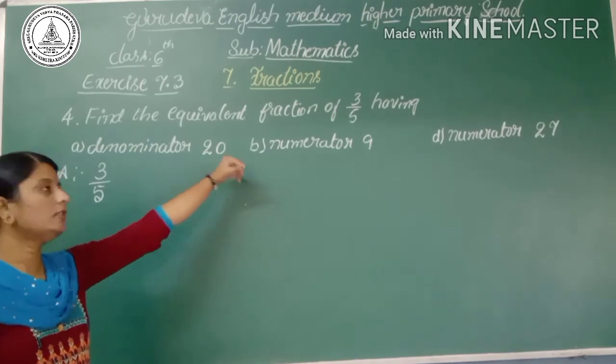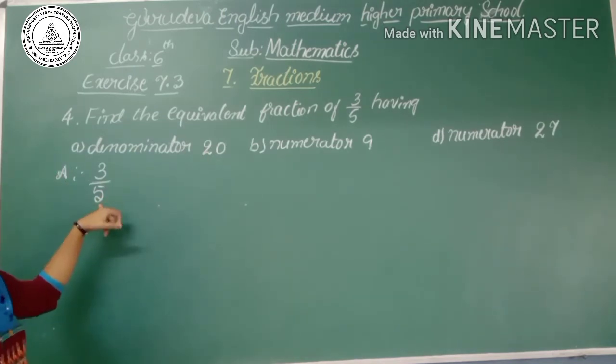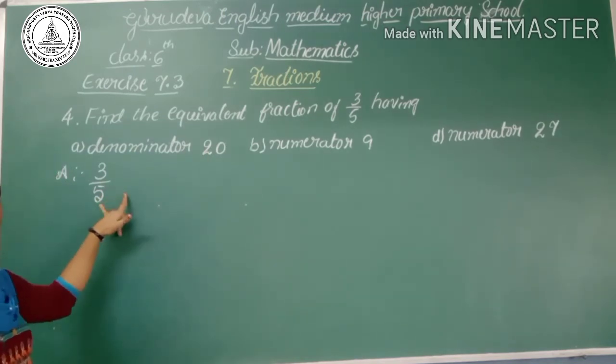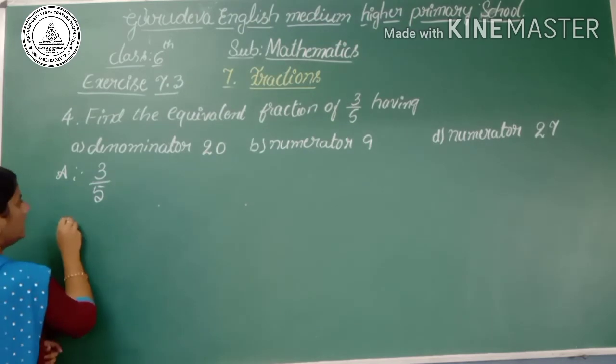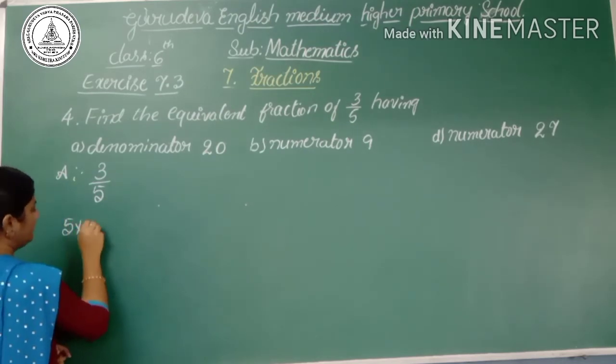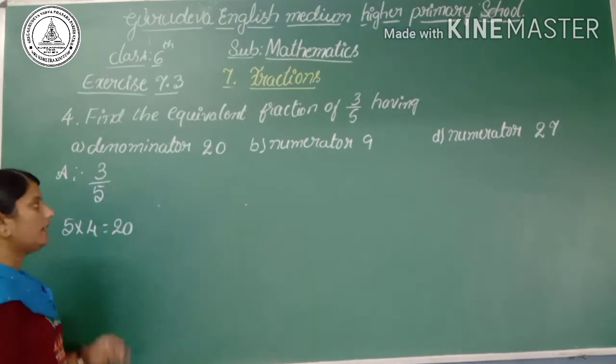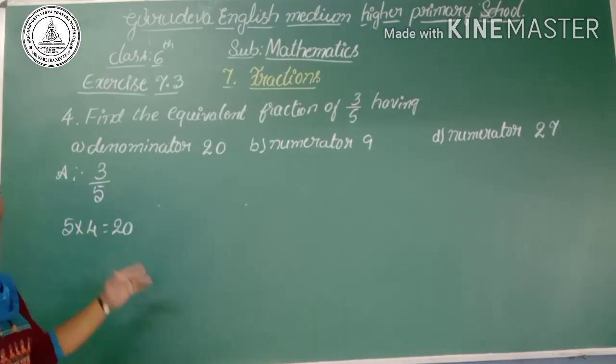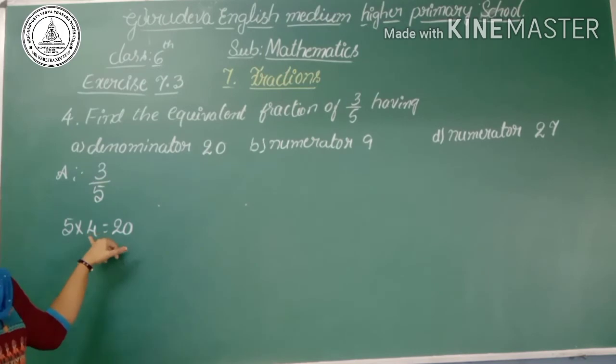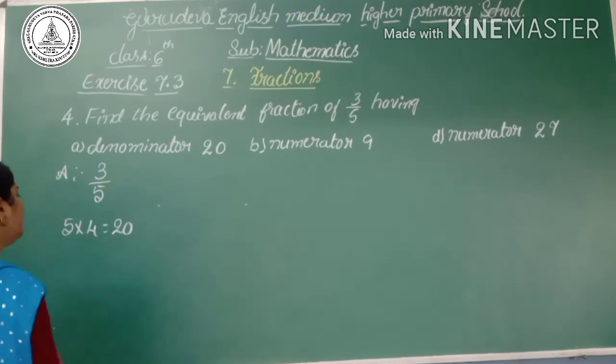So what we have to do? We have to multiply the 5 by 4, right? We know that 5 into 4 equals 20. So what we have to do? We have to multiply and divide by 4. Okay, yes. Now do it here.